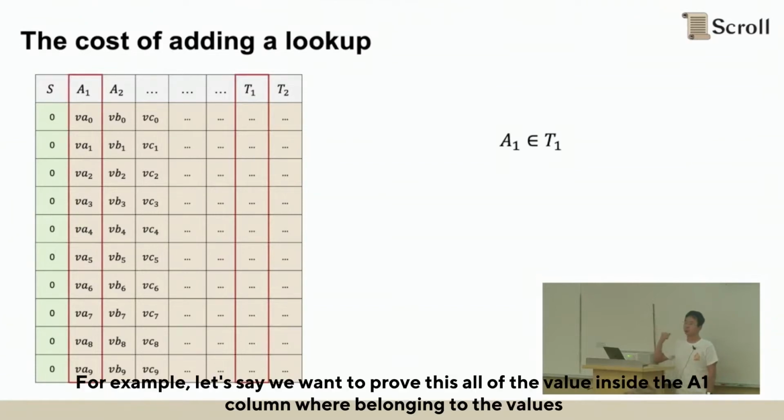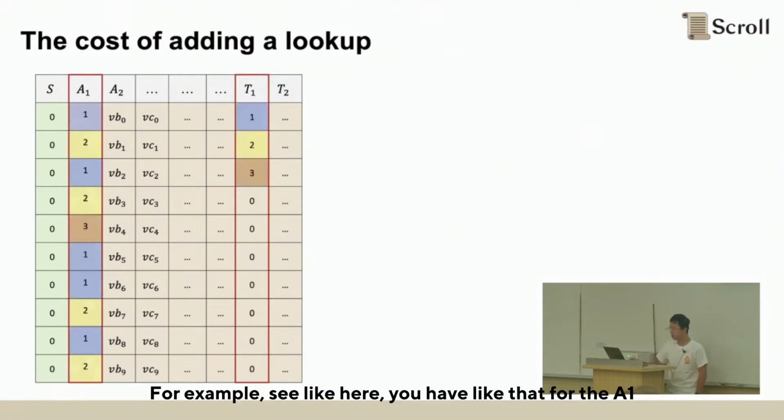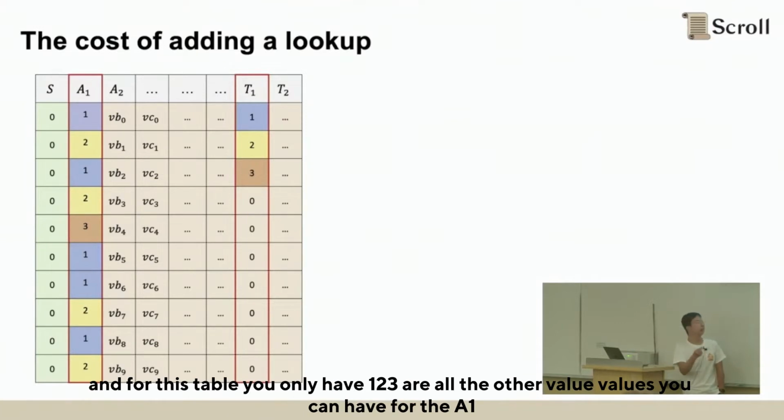For example, let's say we want to prove that all of the values inside the A1 column belong to the values in the T1 column, which is some table column. For A1 you have arbitrary values, like 1, 2, 1, 2, or 1, 2, 3, and you can have duplicate values. And for this table, 1, 2, 3 are all the values you can have for A1.